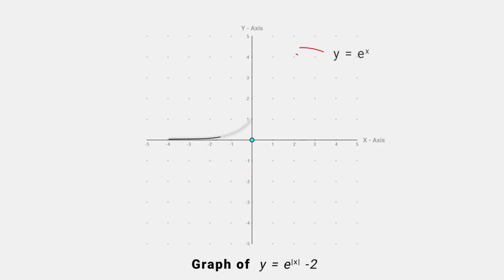Now if the given function is y = e^|x| - 2, then we have to plot the graph of eˣ and neglect the curve for x less than 0 and take the image about the y-axis for x greater than 0 and shift the graph 2 units downward.